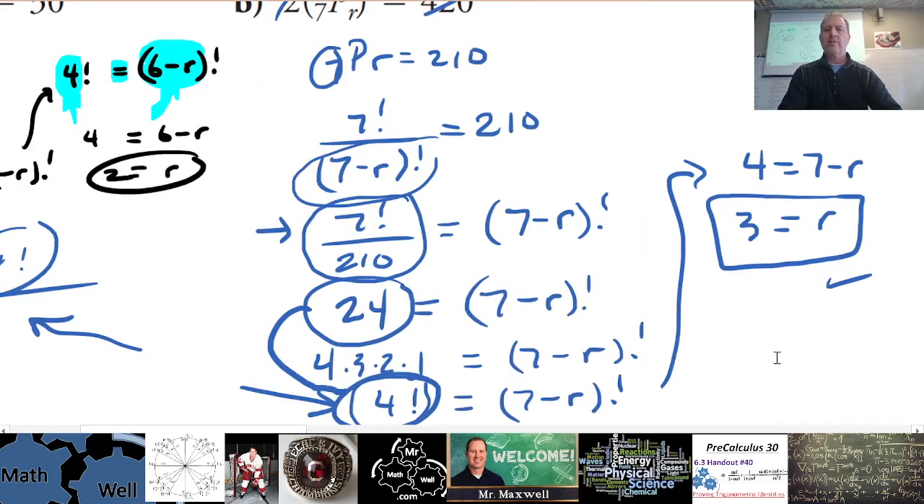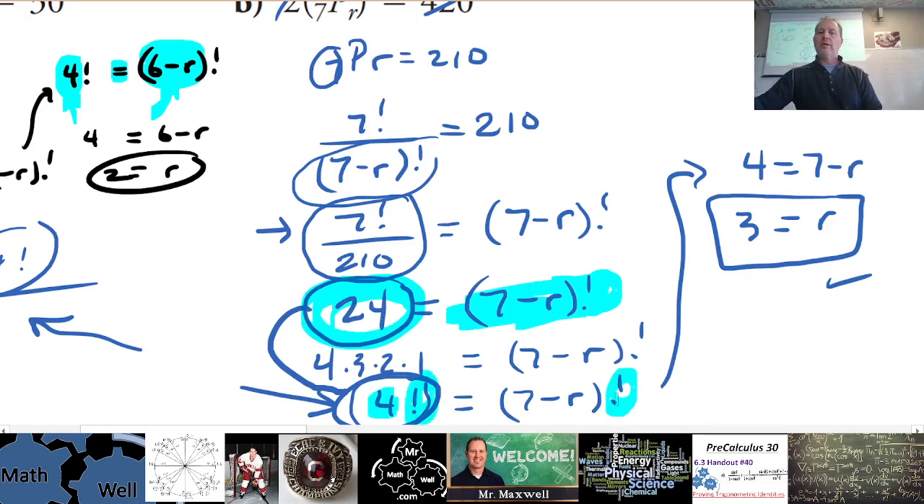Okay, so the reason why we do that is because, and I'll highlight this, on the right side, you have a factorial right here. See that? So you have 7 minus r factorial. So in order to solve for r, I need to try and change this into a factorial expression as well. So now 24 is 4 factorial. This factorial part is now the same on both sides. So now I can focus on the 4 and the 7 minus r only. Does that make sense? Okay.